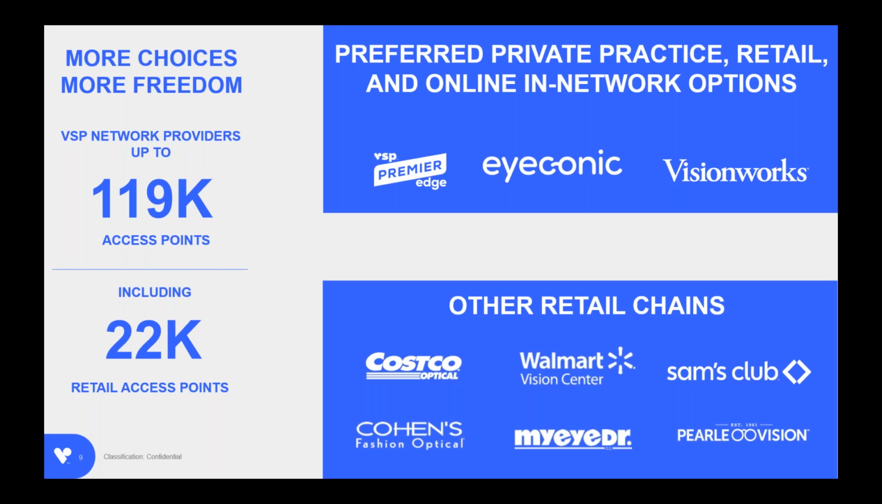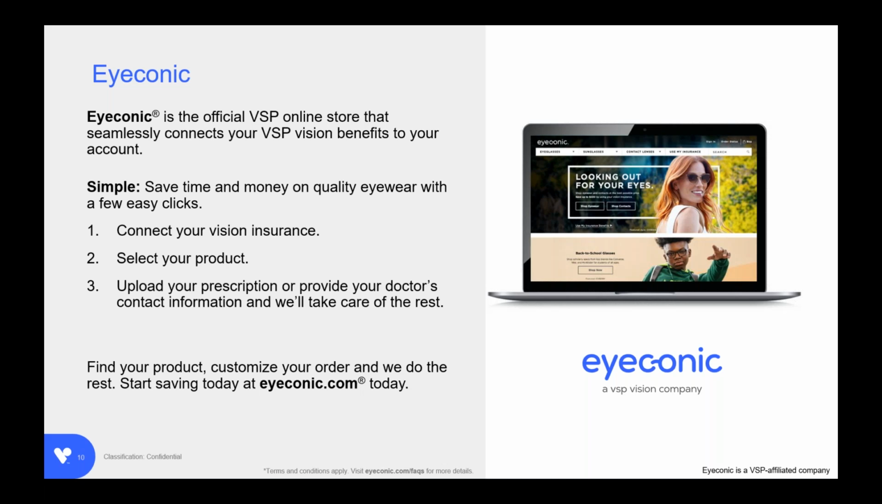With VSP, you have the freedom to choose the provider that works for your lifestyle. You'll have access to over 100,000 access points, including VSP network doctors, such as premier program locations where you can get the most out of your eye care experience, or you can choose from popular retail chain locations, or an online option with Eyeconic. Eyeconic is the only website that seamlessly connects VSP vision benefits to a member's account. Eyeconic offers a variety of well-known brands and contact lenses, and you get to choose from over 70 eyewear brands and over 1,600 styles.